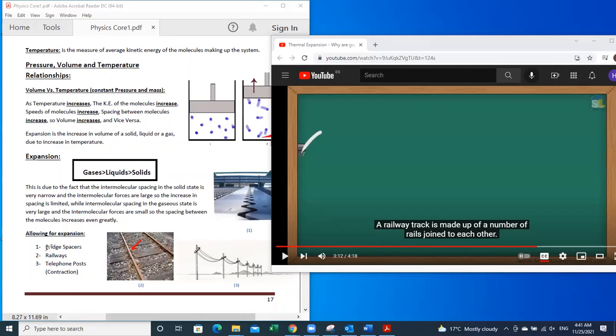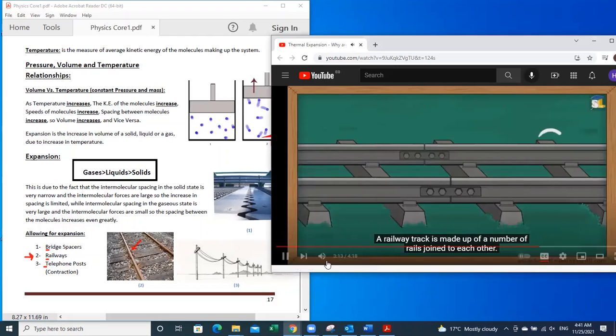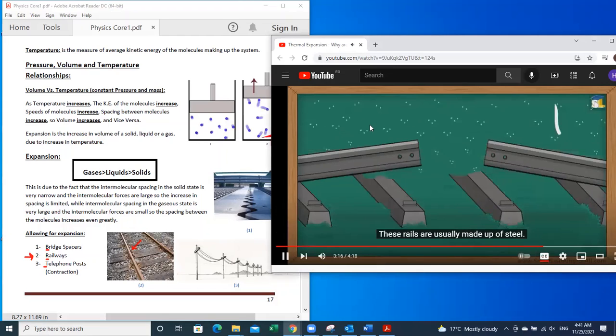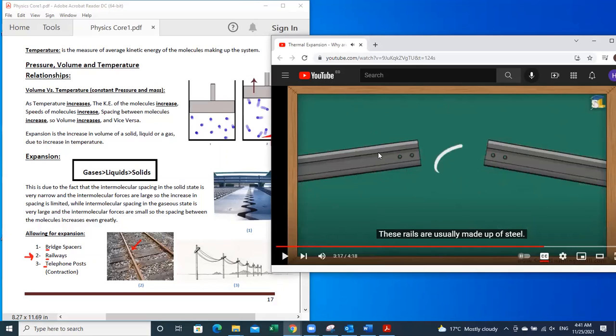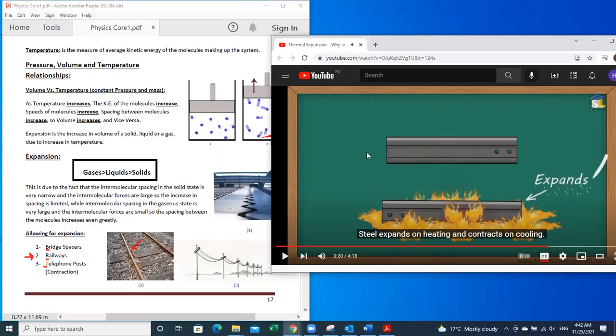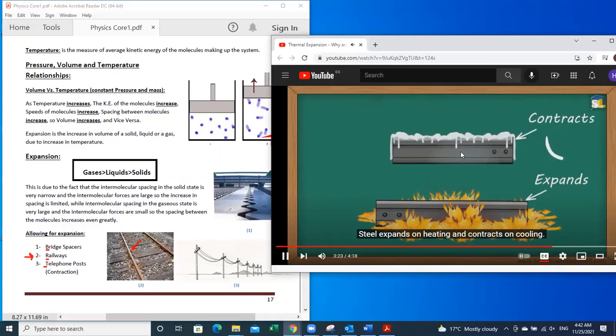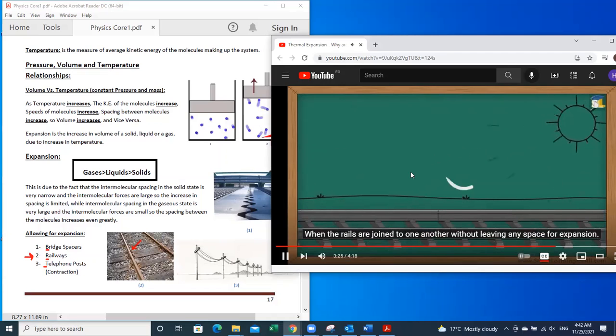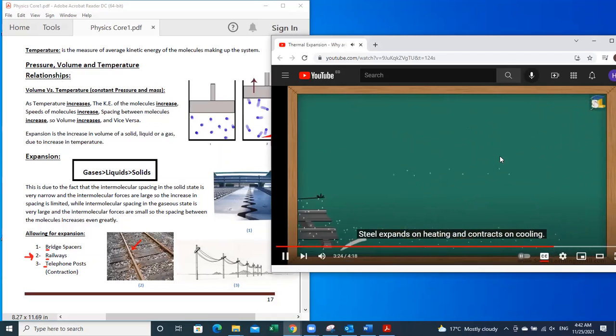We have the expansion in bridges, railways, and telephone cables. Let's see how the expansion in the railways will occur. Here is the railway track. As you can see, whenever the railway has heat, it will expand. Whenever they have cold weather or cooling, they will contract.